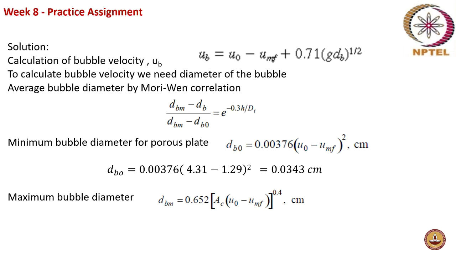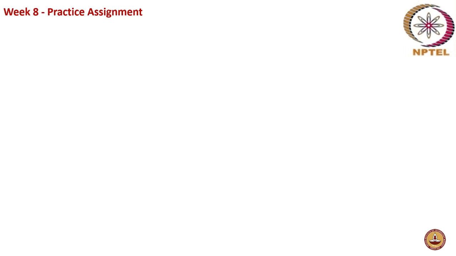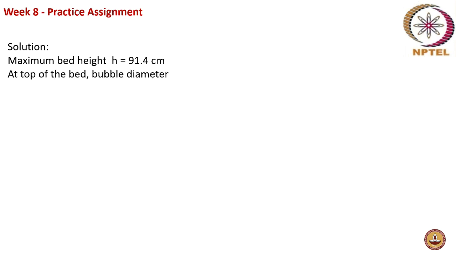Now we have all the terms. We have the area of cross section, we have u naught, we have umf. So just substituting it, you will find out the maximum bubble diameter also, which you get as 31.4 centimeter. Now, what else do you need? Height of the bed. So the maximum height of the bed, they have given it as 91.4 centimeter. So at the top of the bed, what will be the bubble diameter? Will the bubble diameter vary along the length of the bed, along the height of the bed?